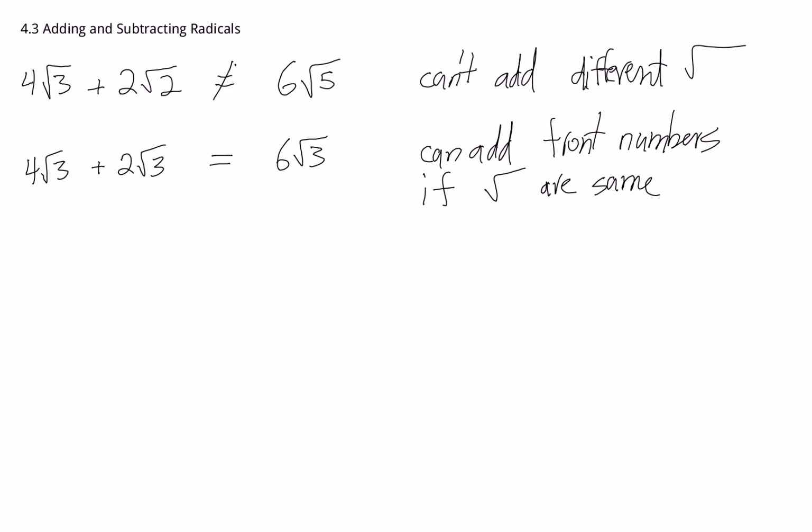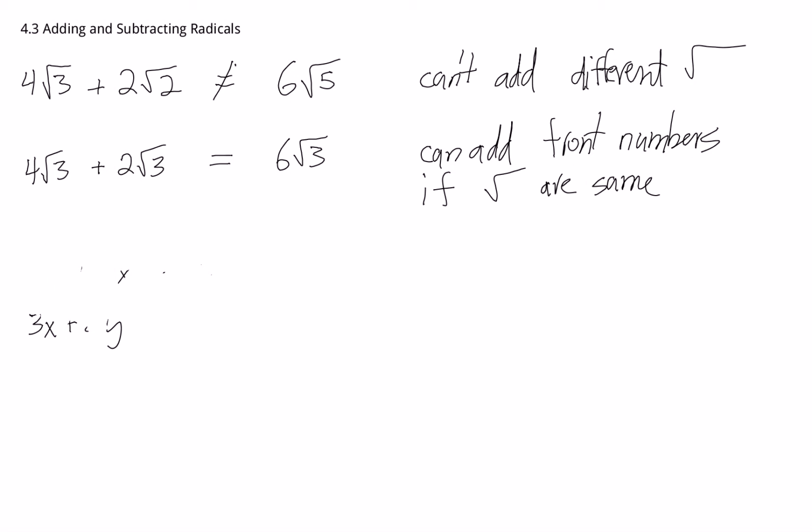A good way of thinking about this is it works exactly the same as regular algebra. So if I gave you 4x plus 2x, as long as they're both x's, we can add the front numbers, we'd get 6x. If I gave you 3x plus 2y, we can't add those because the x and the y are different. So it's the same logic for the square roots. The only thing that's different is instead of having x's or variables, we just have roots this time. So we have root 3, root 2, root 5, those types of things. So the process is basically that simple.